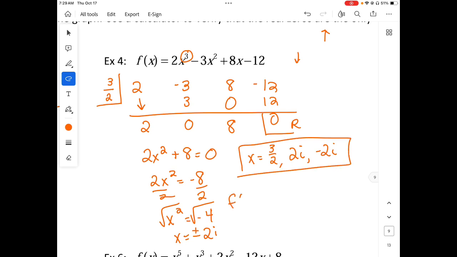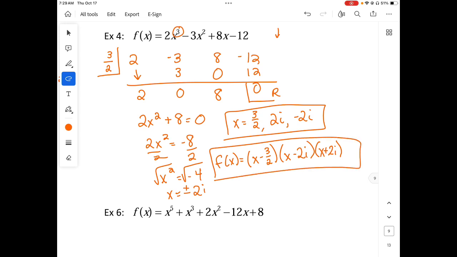So we write this as the equation f of x equals, in order to get 3 over 2, this could be how it could be written: x minus 3 over 2, x minus 2i, and x plus 2i. So in order for x to be 3 over 2, it has to be x minus 3 over 2. So don't forget that, because we're actually solving it and saying it equals 0 and then solving for the x. So we have one real and then 2 imaginary.